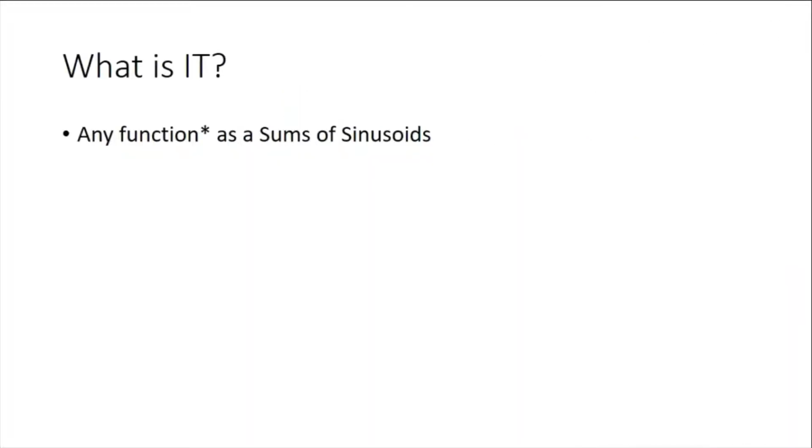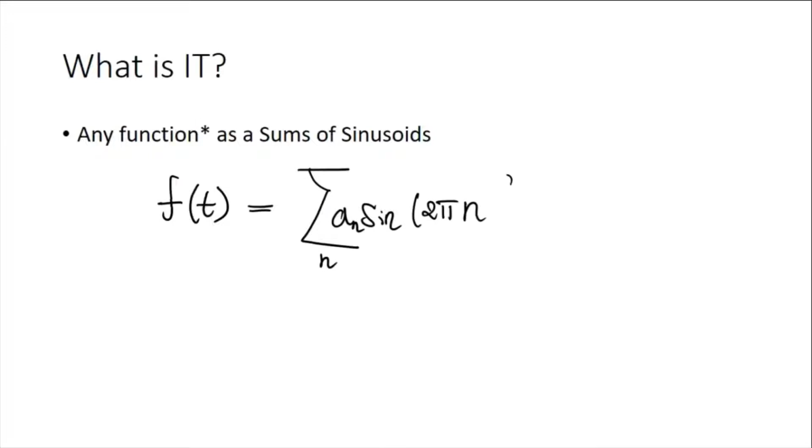All right, so what is Fourier series? Fourier series is pretty simple. Any function f of t can be expressed as a sum of sine waves. So this is going to be a_n sine of 2 pi n times t plus phi_n. So that's Fourier series. There you go. It's a series of sine waves.